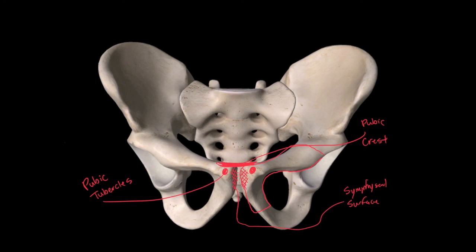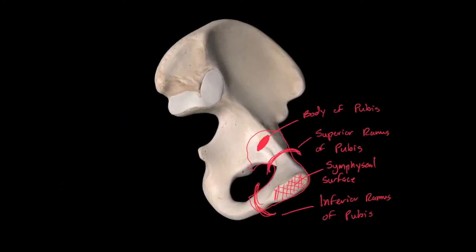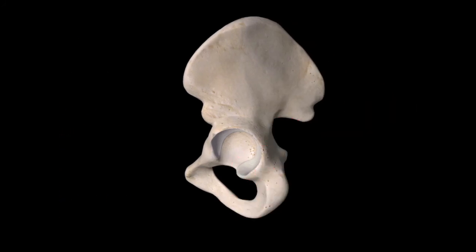So we've actually covered all the landmarks found on all three bones. However, I did mention there's a few more landmarks found on the os coxae that we need to cover. And that is actually found on the acetabulum of the os coxae. So right here we have a beautiful view of the acetabulum of the os coxae.